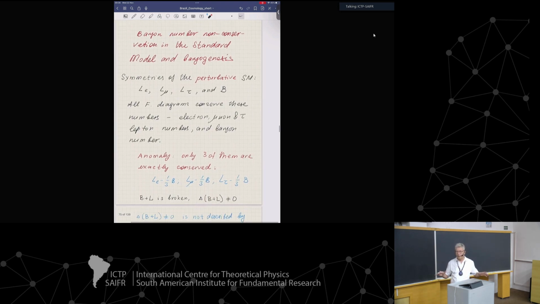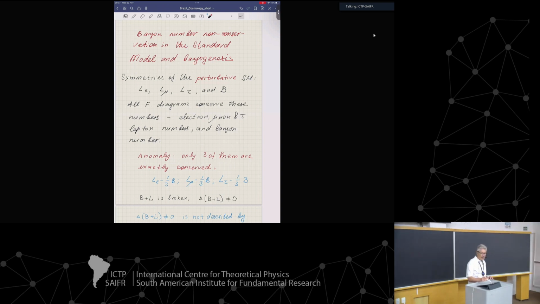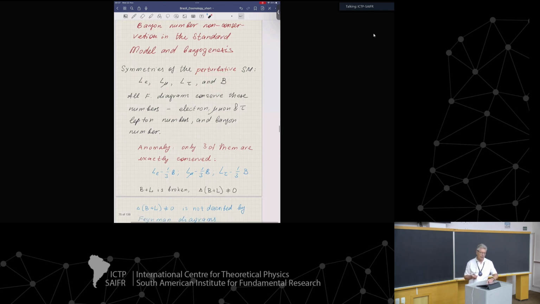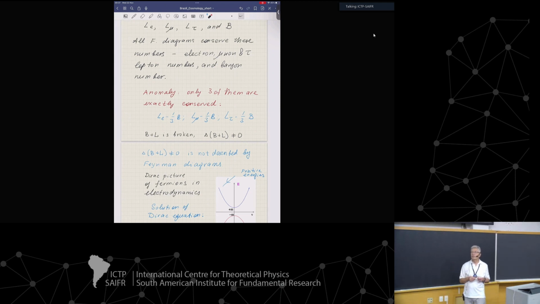Let me go through them again relatively quickly and on a qualitative level, because I'm sure you will hear more discussion of these points next week. You have lectures by Gustavo on the standard model. In the perturbative standard model, you find out that there are 4 globally conserved numbers: the electron lepton number (electron plus electron neutrino), the muon lepton number, the tau lepton number, and baryon number. If you draw any Feynman diagram in electroweak theory, you will see that all these numbers are conserved.